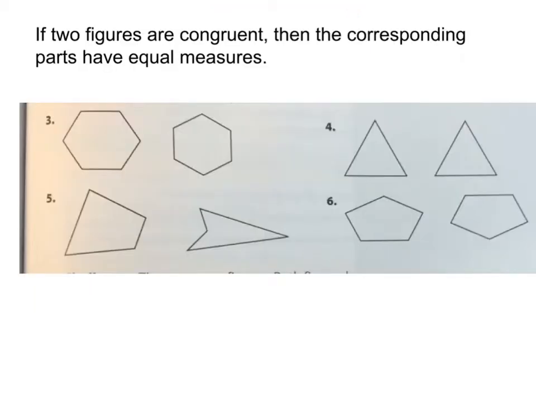If two figures are congruent, then the corresponding parts have equal measures. So let's take a look at these figures and see if they are congruent. Number 3. Do those two shapes look like they have the same size? No. So are they congruent? No. Okay. What about number 4? Do they have the same size and shape? Yes. Are they congruent? Yes. What about number 5? No. You can tell really quickly, right? What about number 6? Yes.